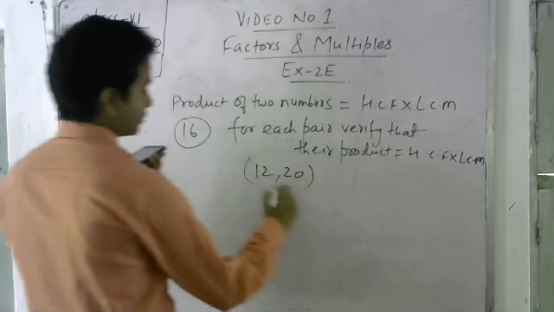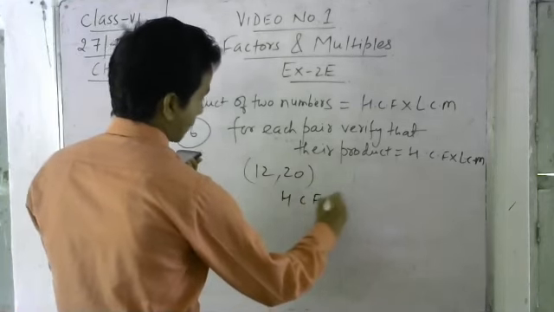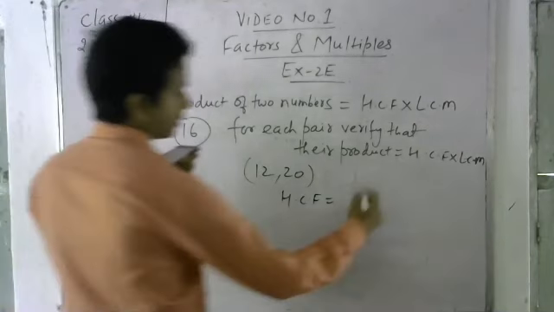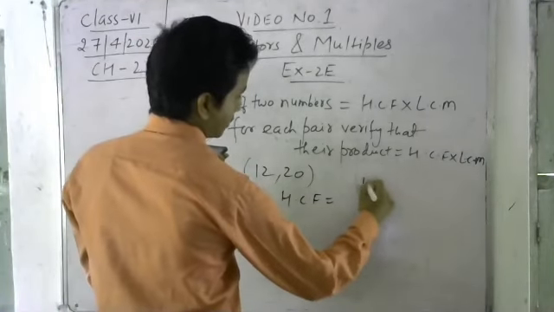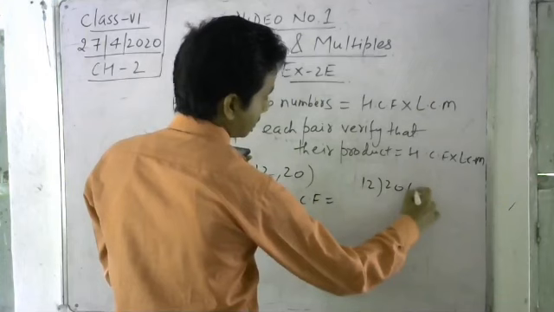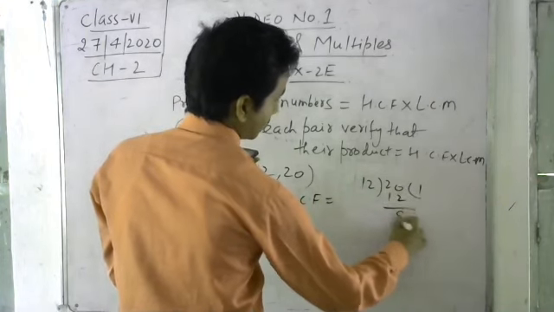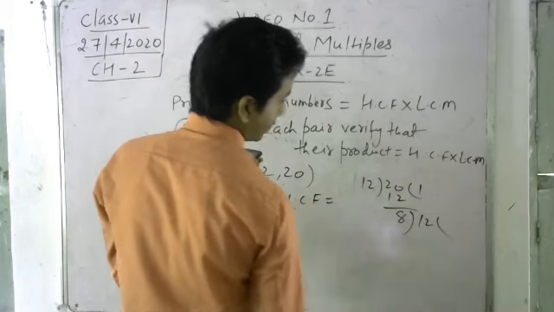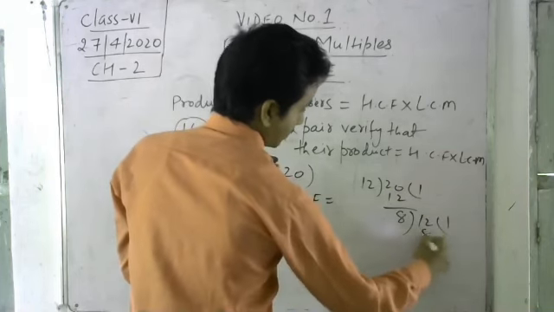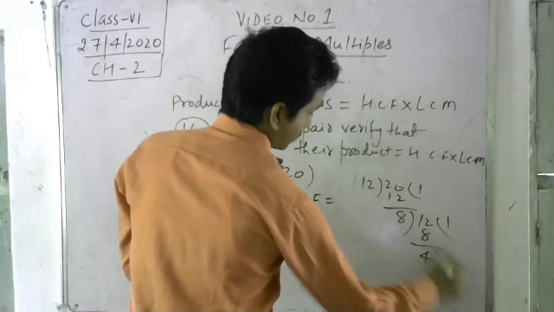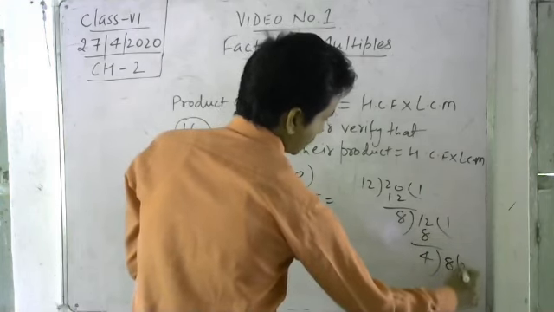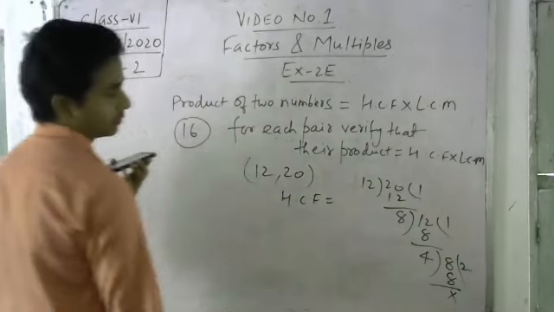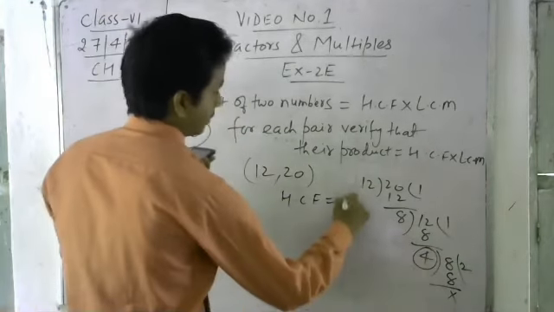So what is the HCF of these two numbers? You know how to find the HCF. 12, 20 divided: 12 ones are 12, remainder is 8. Again 12 will be divided by 8, 8 ones are 8, remainder 4. Then 8 divided by 4, 4 twos are 8, so it is 0. So our HCF is equal to 4.